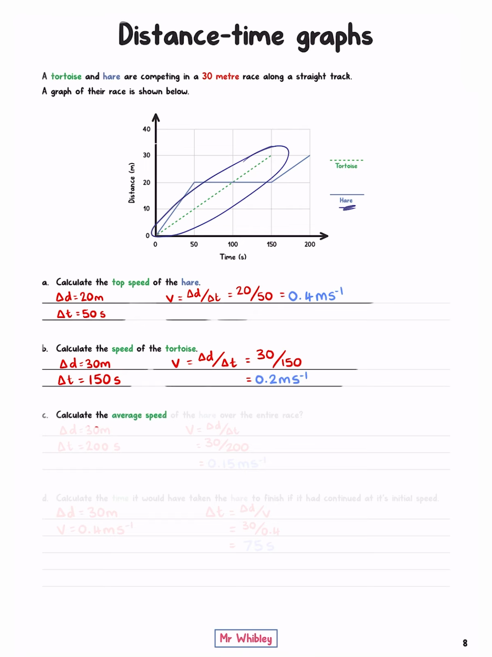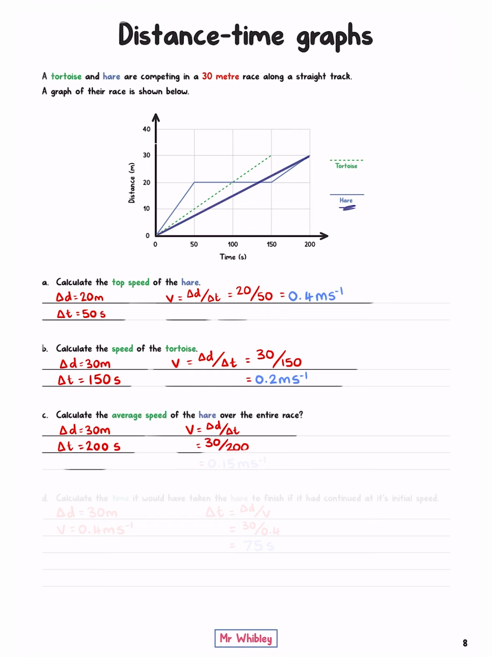Calculate the average speed of the hare over the entire race. We see that the hare travels a distance of 30 meters in 200 seconds. Putting these numbers into our equation gives us 0.15 meters per second.